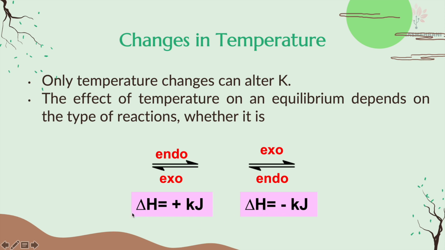If you look at the chemical equation and the delta H given is positive, it means the forward reaction is endo, and the reverse is the opposite. If the delta H given is negative, the forward reaction must be exo and the reverse is the opposite.